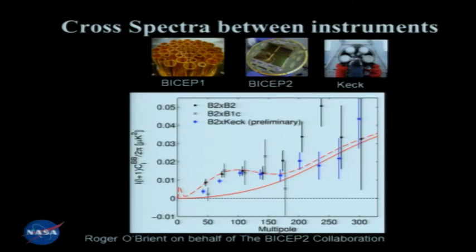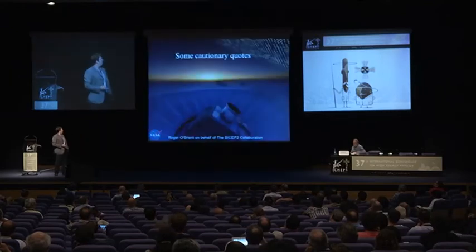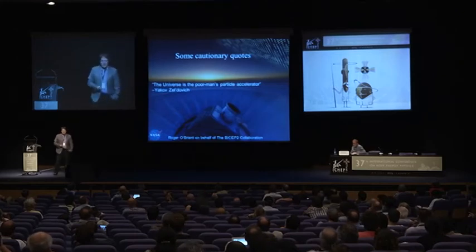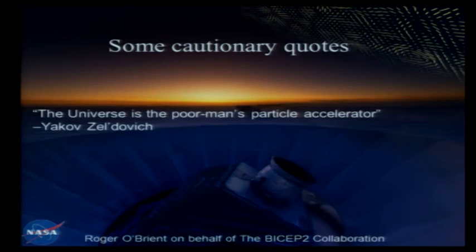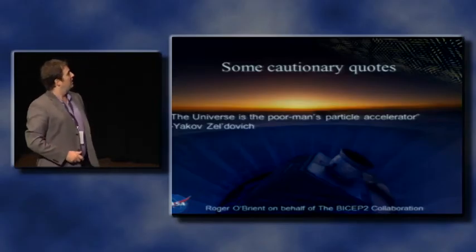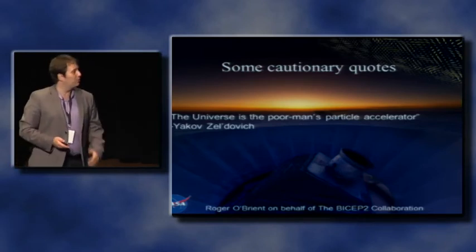Now, you might worry, could it be a foreground? And for those of you who are interested in possibly doing astrophysics, I think a couple of cautionary quotes are useful here. So Zeldovich once remarked that the universe is the poor man's particle accelerator. And indeed, we are poor compared to you guys. You should see our budgets. And so to some extent, you get what you pay for, right? We can access, in principle, marvelous energy scales, but then we have to deal with the nuisance of foregrounds. We don't get to do controlled laboratory experiments.